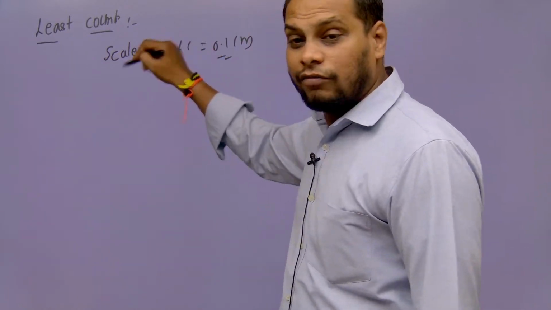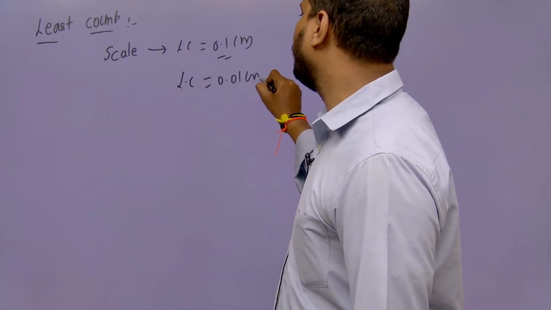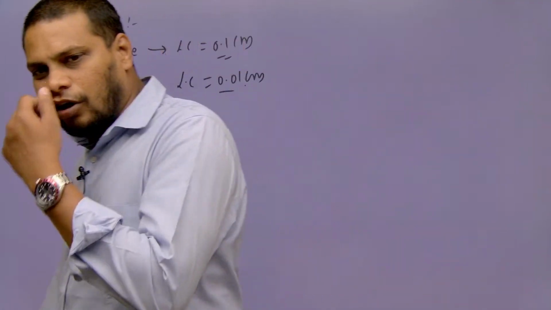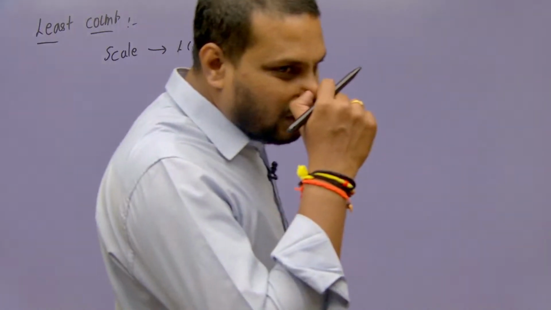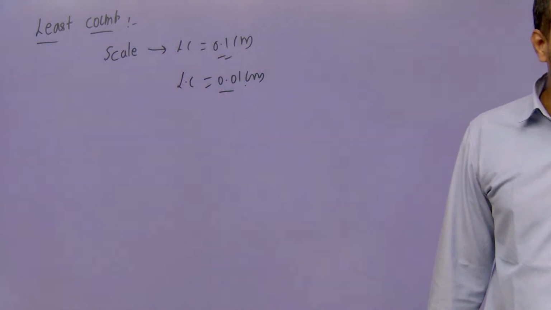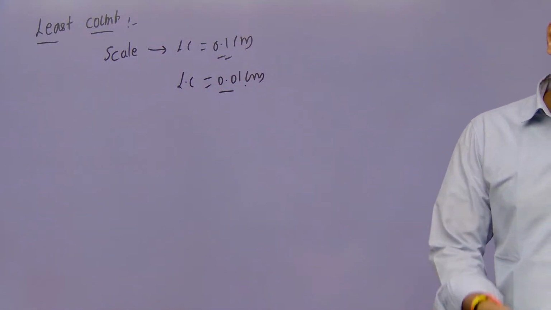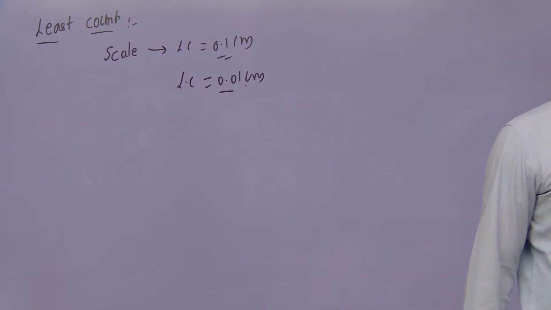Suppose you take a vernier scale. In a vernier scale, what is the least count? 0.01 centimeter. So that 0.01 can also be taken as an error. Are you clear? So the least count of an instrument can be taken as an error. That error is called which error? Least count error. So write down that point. The least count of a device can be taken as an error.